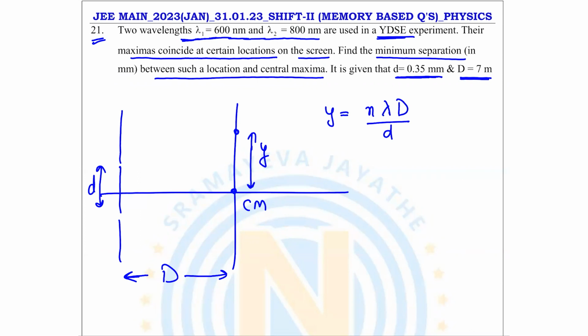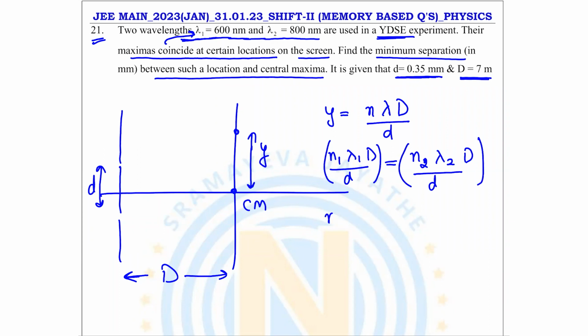Now we have to find the position where both of them have maxima. So let us say n1 lambda 1 D by d is the position where the n1th order maxima of lambda 1 is formed. And this is supposed to coincide with some other maxima of the other wavelength. So I'm going to equate the locations of maxima. So I get n1 into 600 is equal to n2 into 800. And this gives me n1 over n2 equals 8 by 6, which we can reduce to the simplest fraction, 4 by 3.